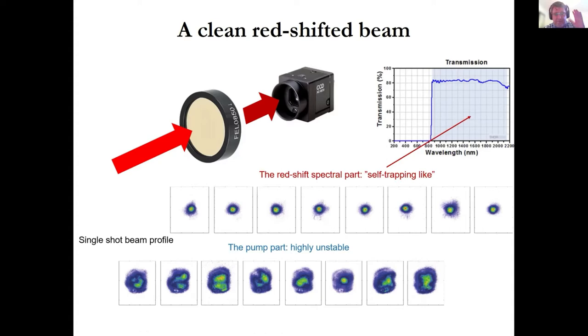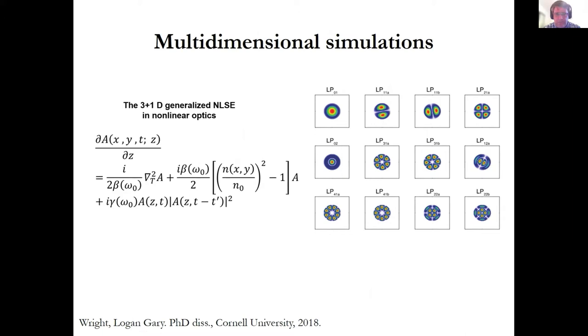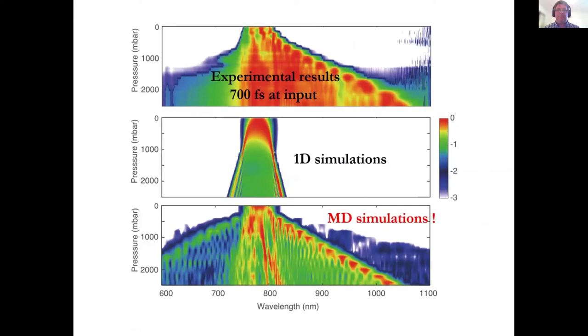So from this experiment, we realized that the pump beam, the 800 beam, doesn't propagate in a single mode. It propagates in multimode. Reza, with Guanju, worked together. Reza has a lot of skills in computational science, so he generalized his equation to take into account higher modes in the hollow fiber. He was inspired by the work of Logan Wright from Cornell, where they looked at multidimensional nonlinear propagation in solid core fiber in the group of Frank Wise. So we had 1D simulation, and then we expanded to take into account the higher modes. And then the magic happened.